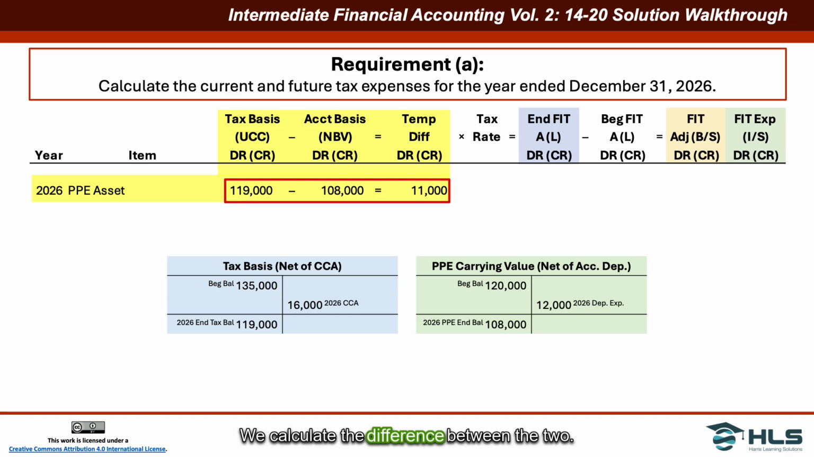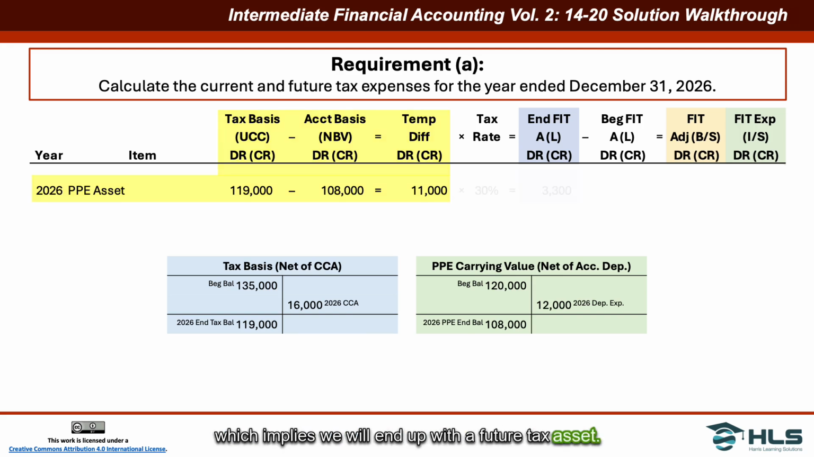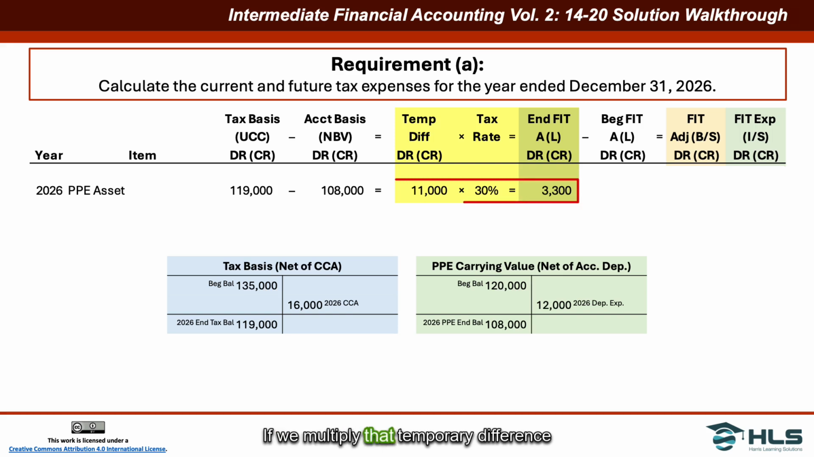We calculate the difference between the two. So we take the tax basis of $119,000, subtract the accounting basis of $108,000. This results in a temporary difference for property, plant, and equipment of $11,000. This is still a positive amount, so it's a debit balance, which implies we will end up with a future tax asset. If we multiply that temporary difference by the 30% tax rate, this results in an ending future tax balance of $3,300. Again, a debit.